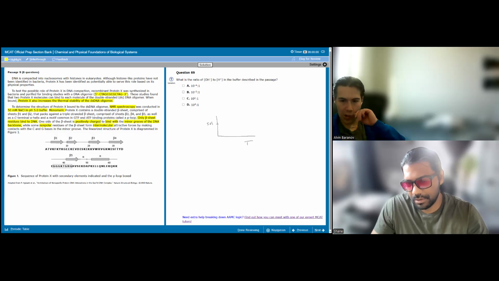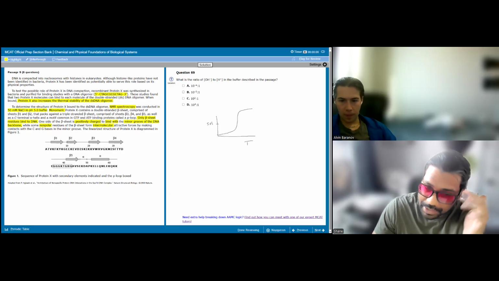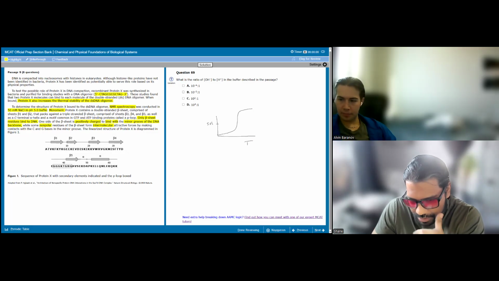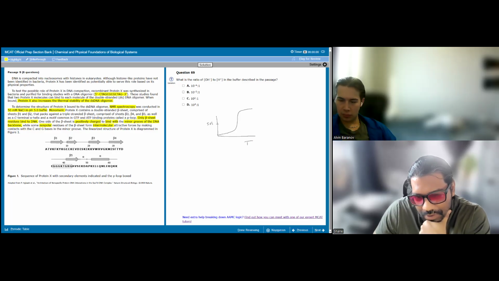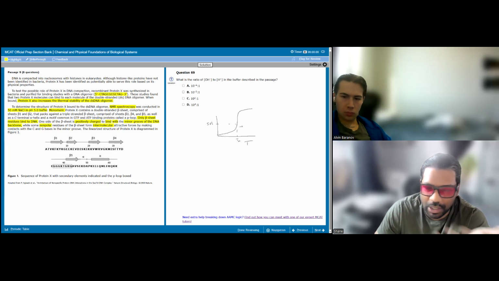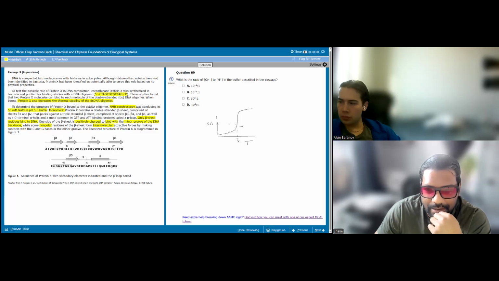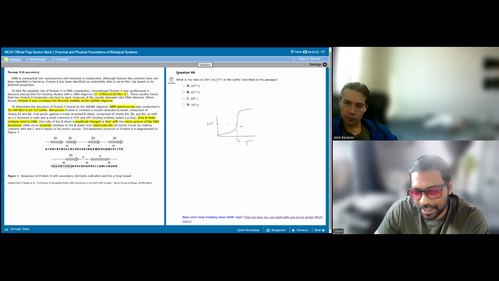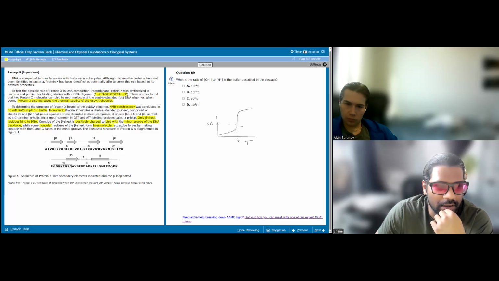Right. So the TM is going to be on the x-axis. If you have an increase in TM, it's going to shift to the right, which means that you'll need a higher temperature to achieve that same 50% melting. In other words, TM is proportional to thermal stability.